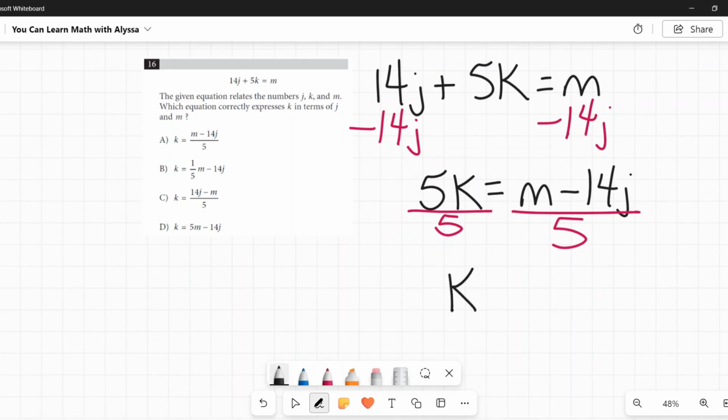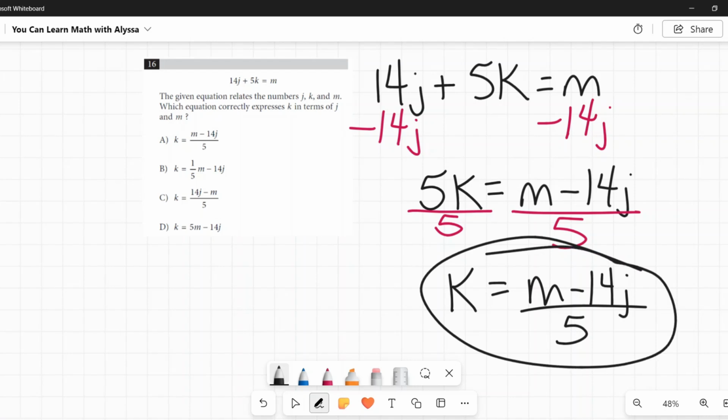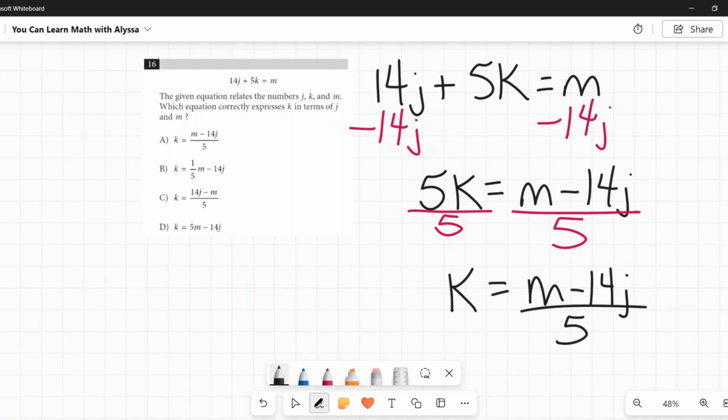So on the left, I am left with k. And on the right, I have m minus 14j all over 5. And sometimes you'll be doing these problems and you'll get to a point that is a correct answer, and then you look at the options and it doesn't match exactly. That means you have to do some additional math to transform this into one of those answers. But fortunately for you and for me, this is not one of those times. And there it is, exactly as we have it. K equals m minus 14j over 5.